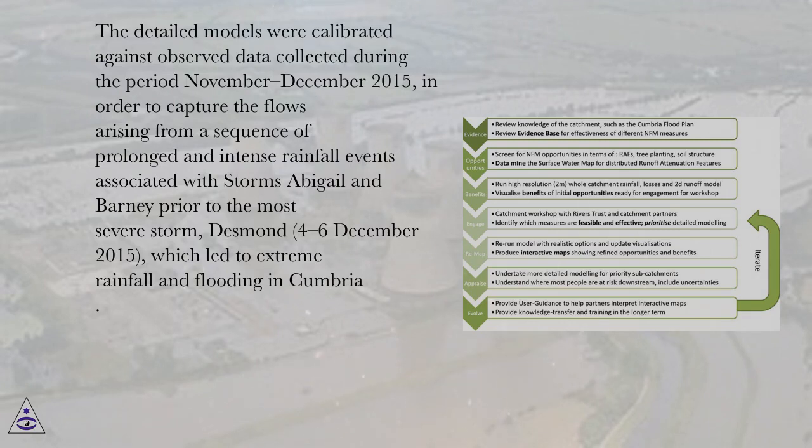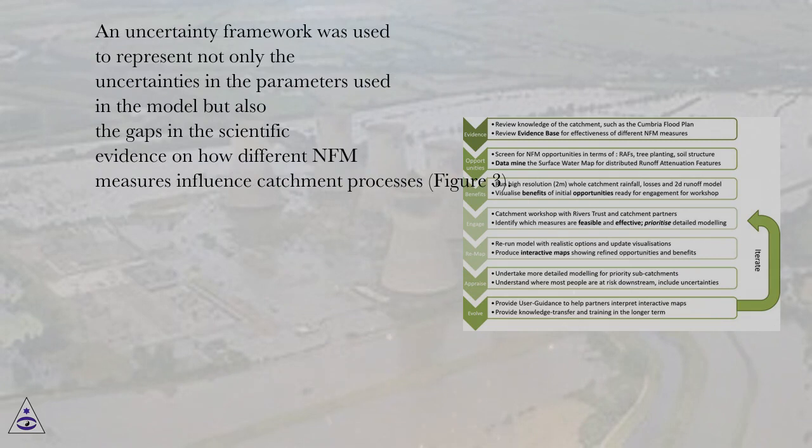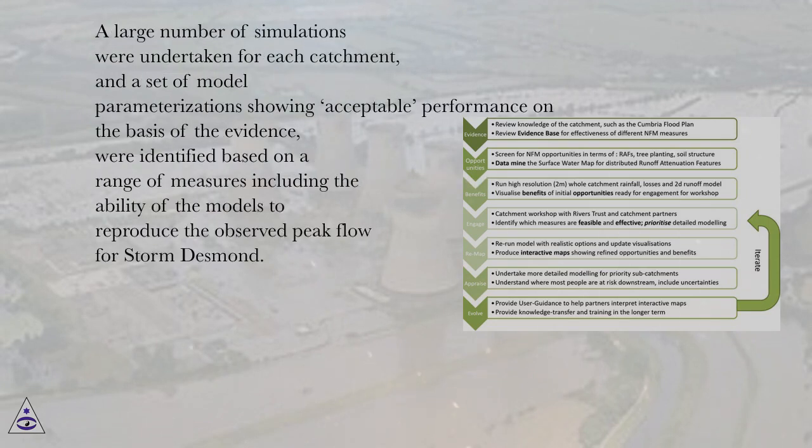An uncertainty framework was used to represent not only the uncertainties in the parameters used in the model but also the gaps in the scientific evidence on how different NFM measures influence catchment processes, Figure 3. A large number of simulations were undertaken for each catchment, and a set of model parameterizations showing acceptable performance on the basis of the evidence were identified based on a range of measures including the ability of the models to reproduce the observed peak flow for Storm Desmond.